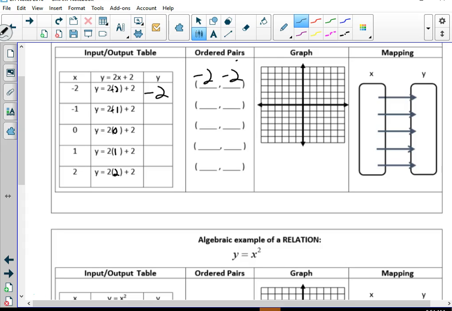Okay, so let's try this again. 2 times -1 is -2. Plus 2 is 0. That gives me the point -1, 0.